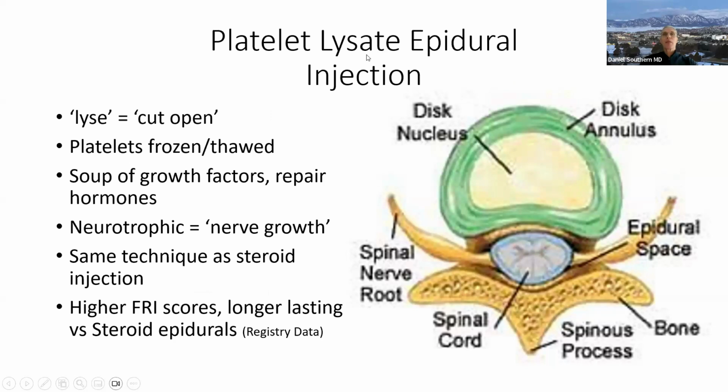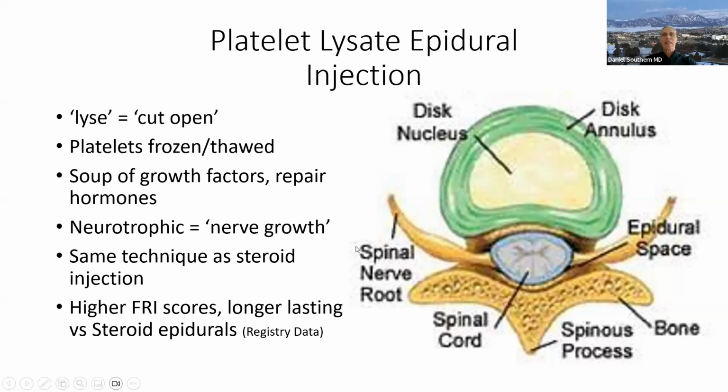Well, we inject it with platelet lysate, and these are your platelets that have been lysed, meaning cut open. How do we do that? We put your platelets through a freeze-thaw cycle, and that destroys the cell membrane of this tiny little cell. And what we're left with is a soup of the contents of the platelets, which are filled with growth factors and repair hormones, some of which are neurotrophic, meaning they are specific to nerve growth and repair.